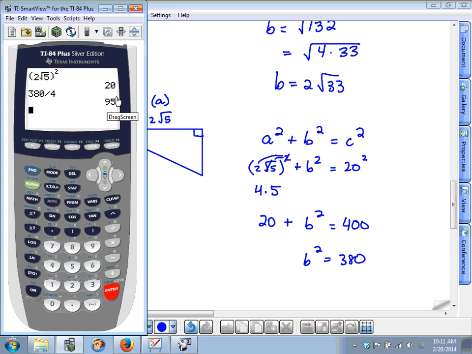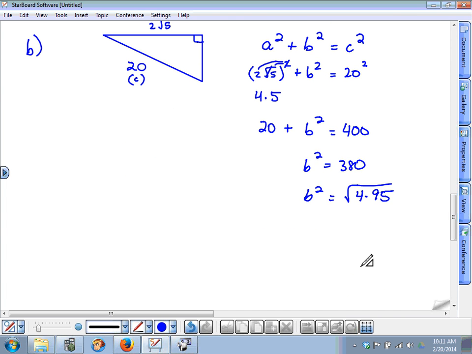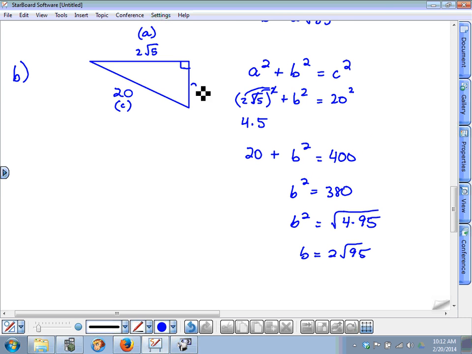That's a perfect square. But you are right, we do want to find the highest one. So instead of 380, we're going to use 4 times 95. What does that change into? 2 times the square root of 95. So b equals 2 times the square root of 95. The higher you check, if that one can be divided by a square, then that means it's a higher one. Yeah. 2 times the square root of 95.